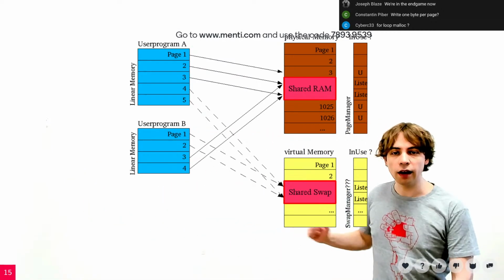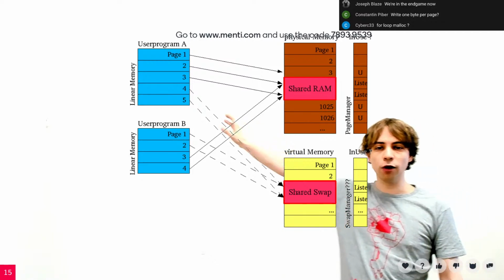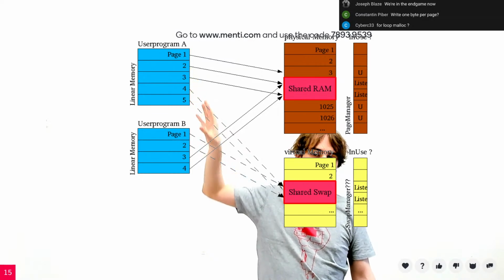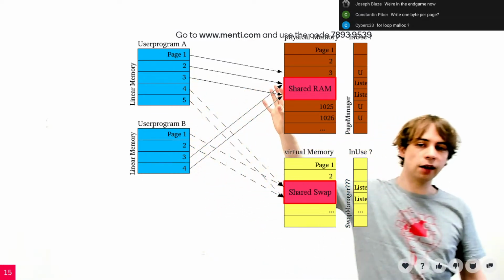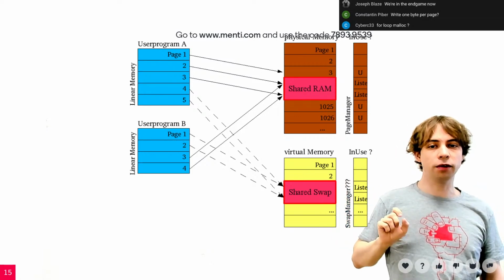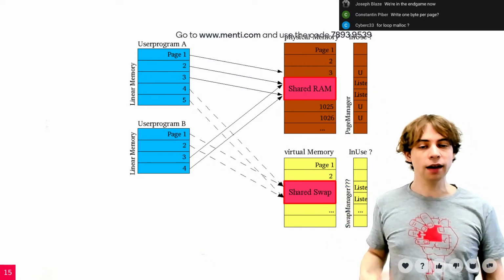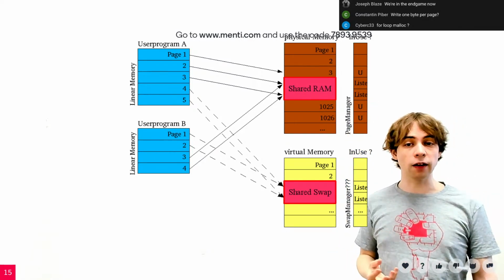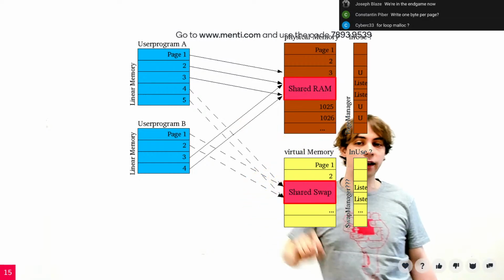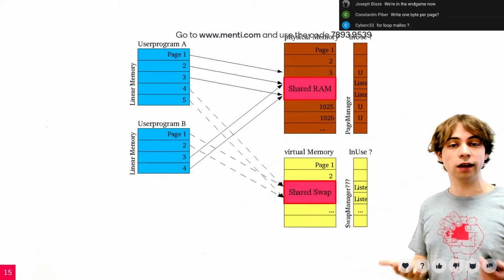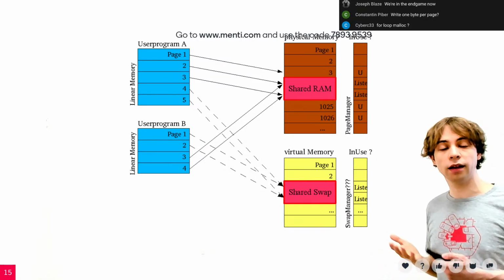Let's take a look at this illustration here of shared memory. We have memory mappings from user processes, from virtual memory to physical memory, and maybe here's some shared RAM, but also some pages shared on the swap device. And now a single bit doesn't suffice anymore because we now need to know which processes are referencing this shared page. The same goes for the swap device. We need a list of processes that reference this page.